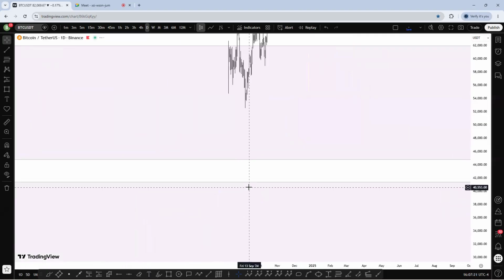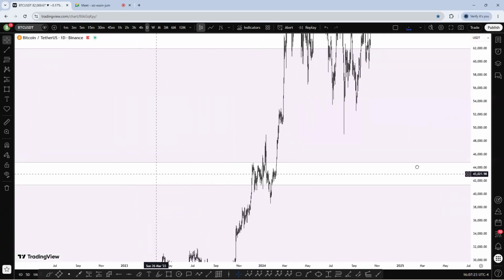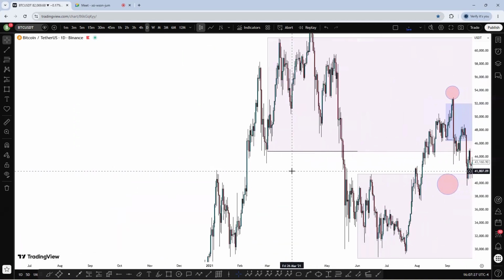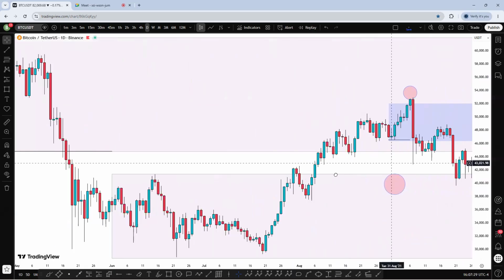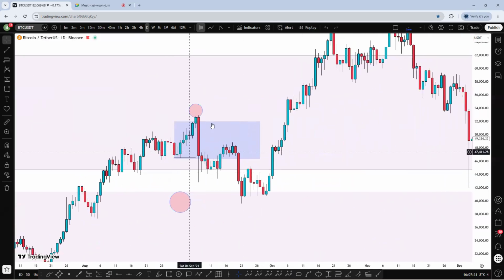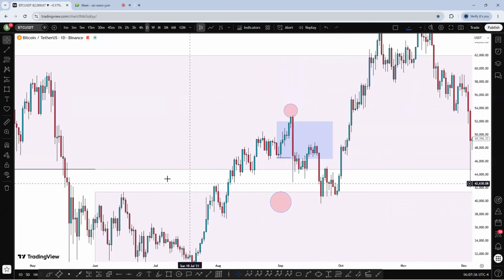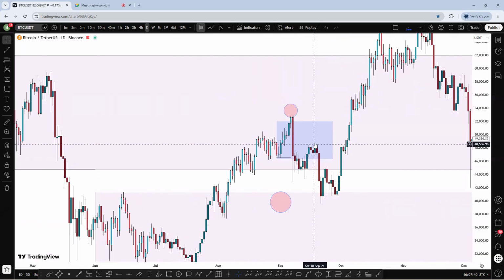trend. There will be a trend, okay? So basically, you will be looking for opportunity around here to trade all the way down.